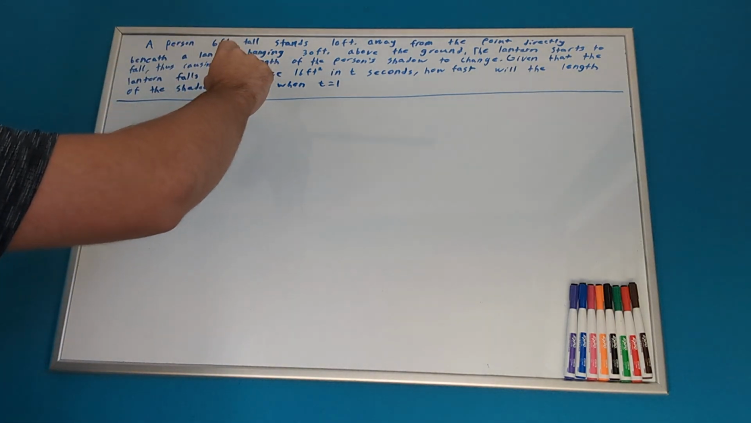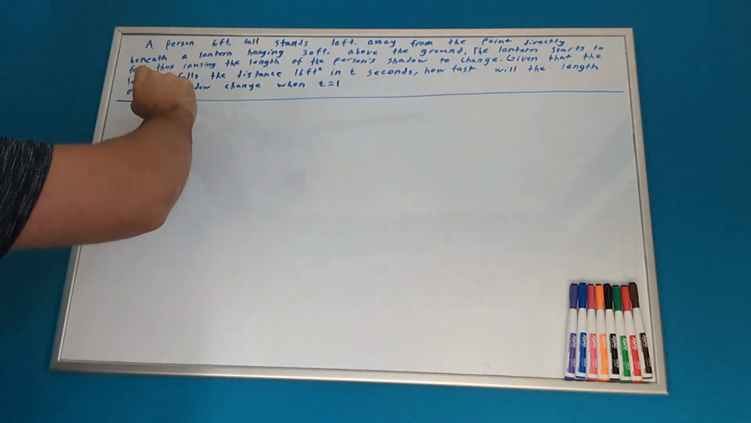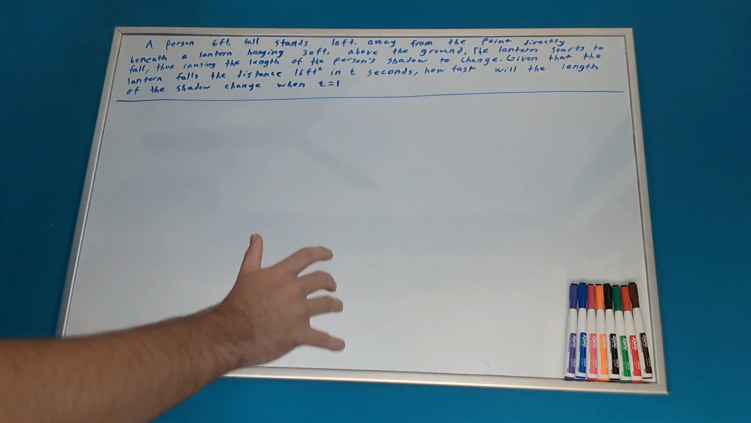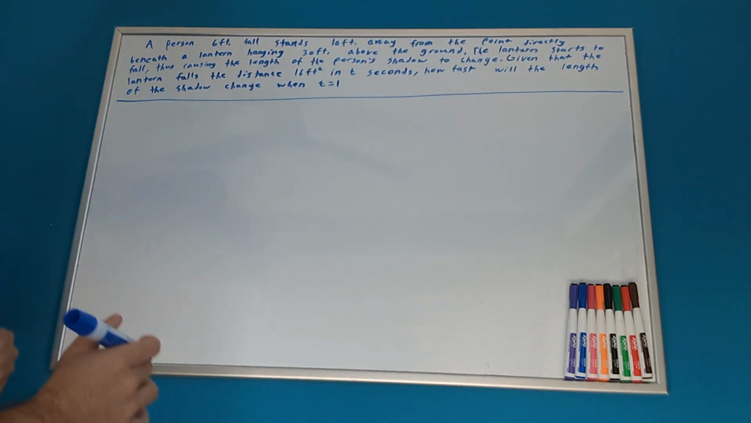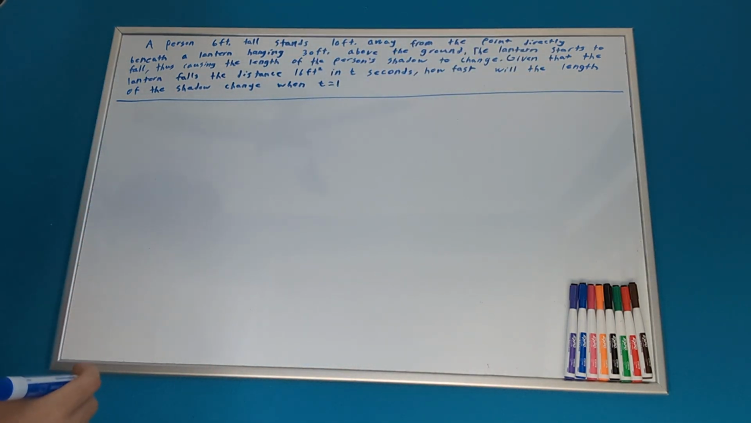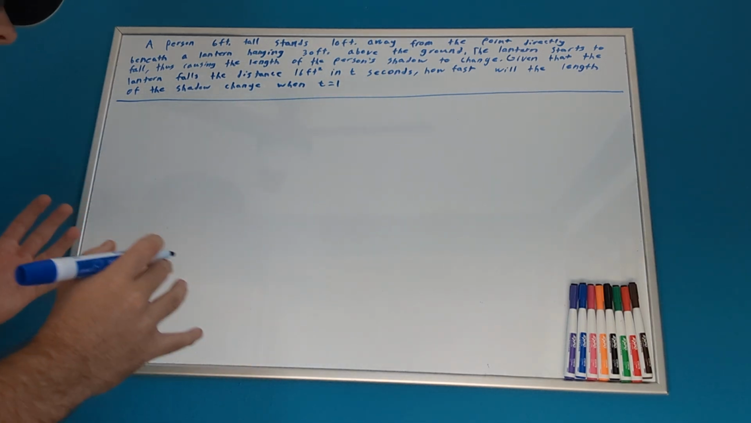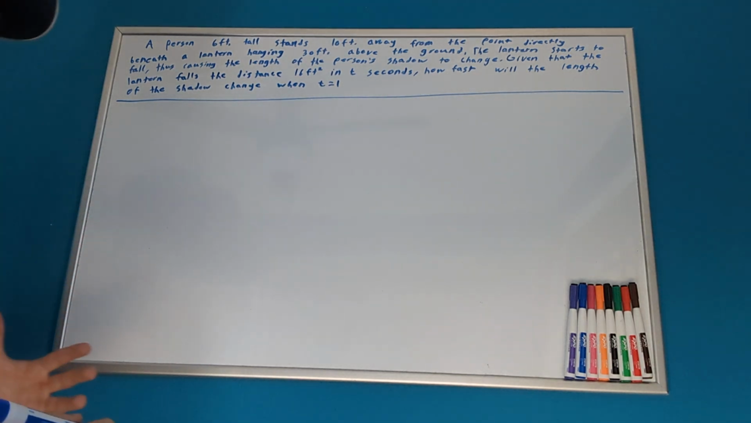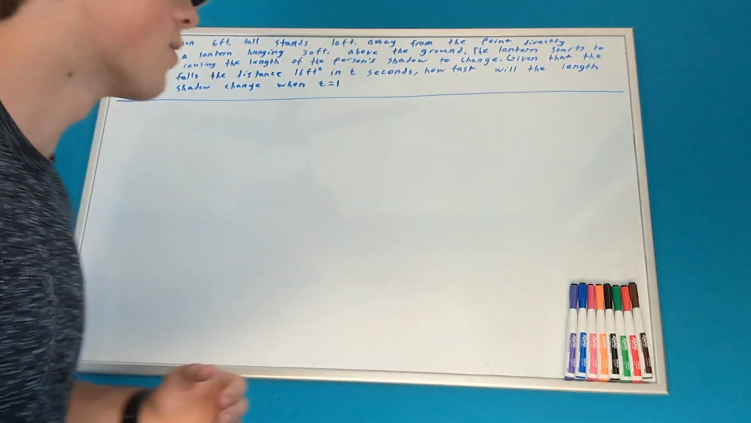A person 6 feet tall stands 10 feet away from the point directly beneath a lantern hanging 30 feet above the ground. The lantern starts to fall, thus causing the length of the person's shadow to change. Given that the lantern falls the distance 16t squared in t seconds, how fast will the length of the shadow change after it's been falling for 1 second, or when t equals 1, right?